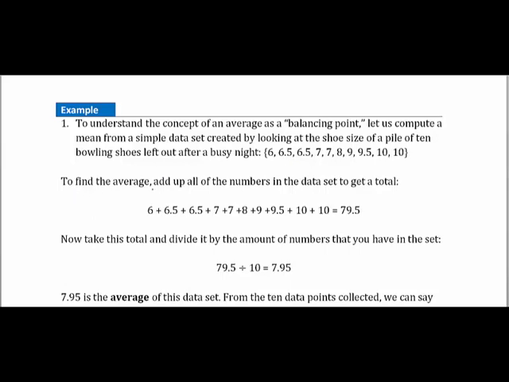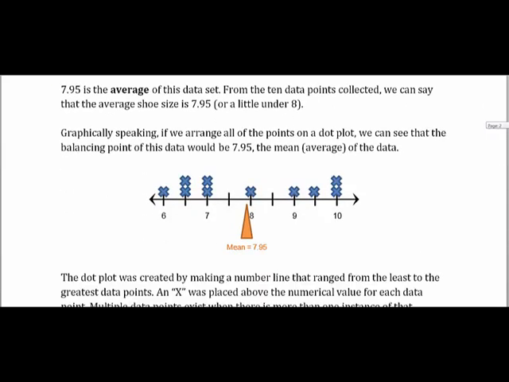Now to find the average, you add up all the numbers in the data set to get a total. So I've taken all of those 10 pair of bowling shoes and I've added them up to get a total of 79.5. Now we take this total and divide it by the number of numbers that I have in the set. So as I added up all of the shoe sizes, I got a total of 79.5, and there were 10 pairs of shoes, so 79.5 divided by 10 is 7.95. 7.95 is the average of this data set.